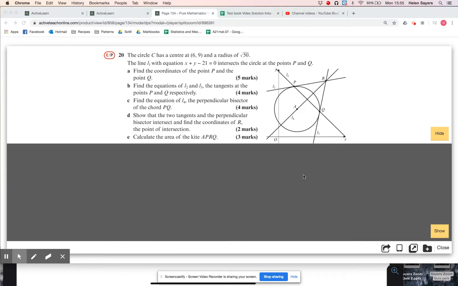Okay, we're looking at mixed exercise 6 from the first year core textbooks. So we're on circles. I'm on question 20, which looks like an interesting one. We might split this one up over 2 videos because I think it's going to be quite long.